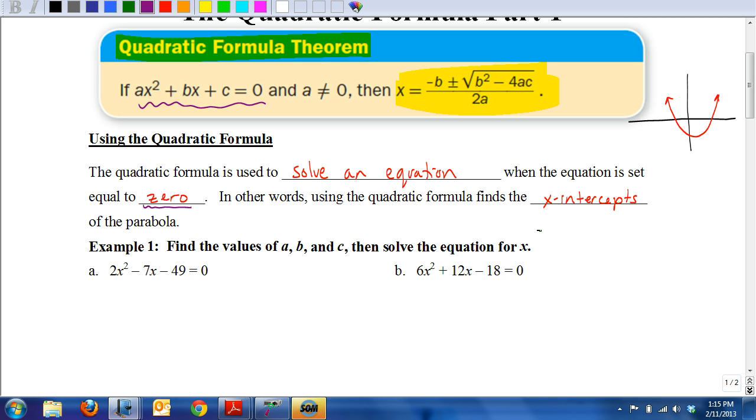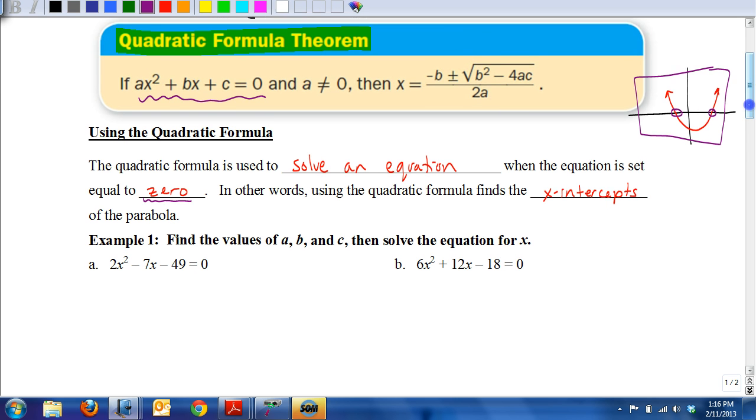Essentially what we're finding out is whether or not the parabola has x-intercepts and what those x-intercepts are. Because you look over here at this diagram, it shows a parabola with 2 x-intercepts. Well, by doing the quadratic formula, it'll give us both of those answers. That's what the plus and minus does. And like I said, we'll talk about that here in a minute.